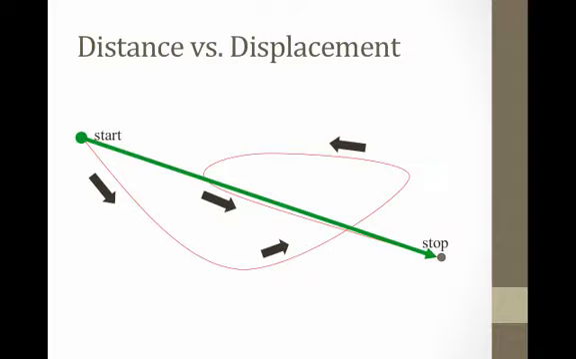Let's look at this example. The red line shows the distance, or how far I traveled. It is farther than my displacement. Displacement is the difference from the beginning to the end. The displacement is represented by the green line.